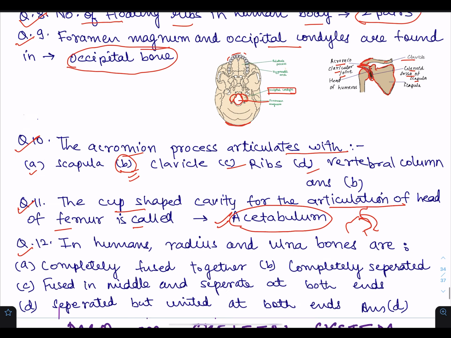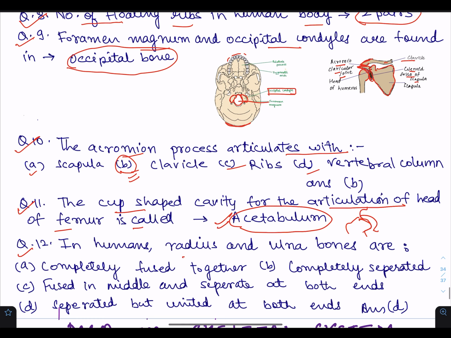Next question, in humans, radius and ulna bones are, the options given are completely fused together. Second option is completely separated. Third option is fused in the middle and separated at both ends. And the last option is separated but united at both ends. So the answer is D, separated but united at both ends.